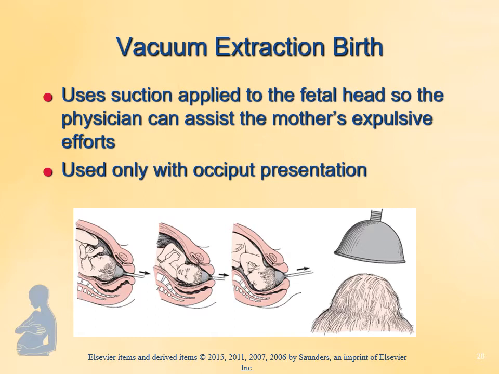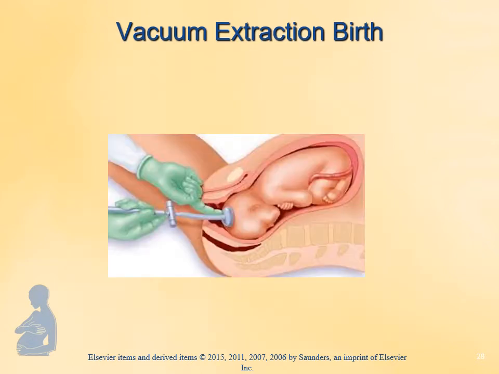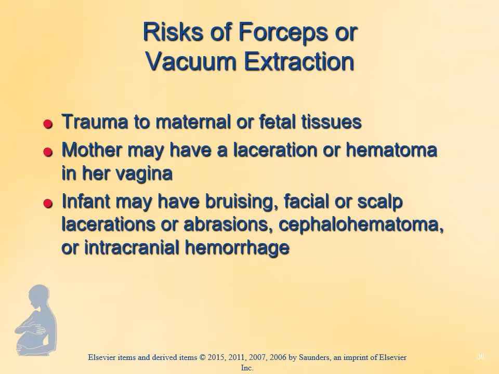So we would only use a vacuum extraction on a head-down, vertex type position. The suction is placed on the baby's head, and then as the mom pushes, the provider pulls, and usually the baby can be delivered a little bit easier.